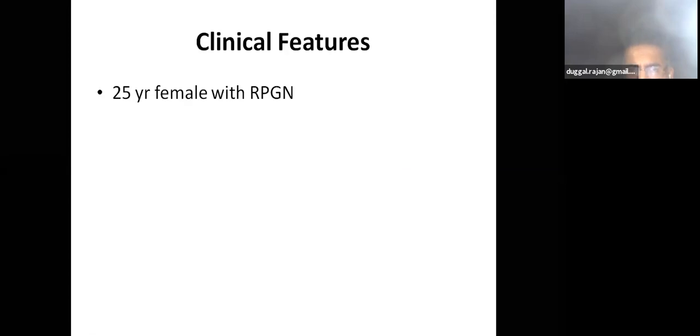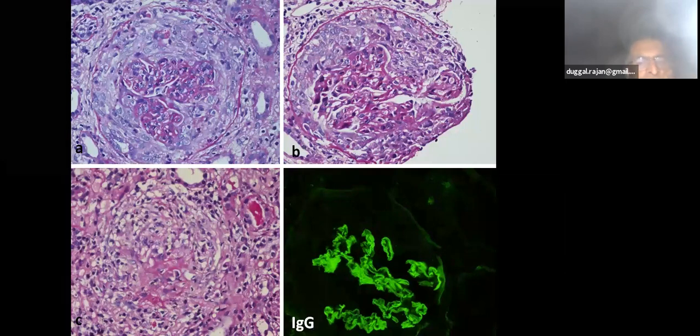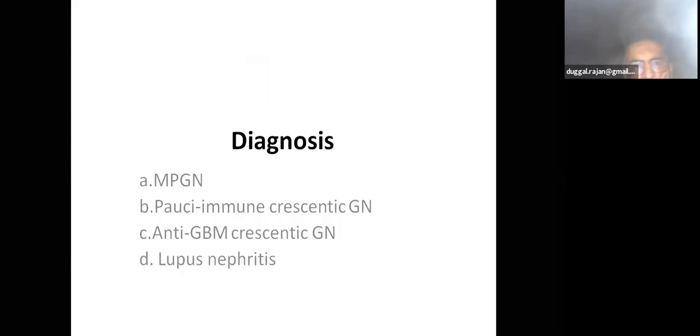So I come to the next case, a 25-year-old female with RPGN. So this is the morphology you can see. So what is the likely diagnosis? MPGN, post-immune crescentic, anti-GBM crescentic, lupus nephritis.